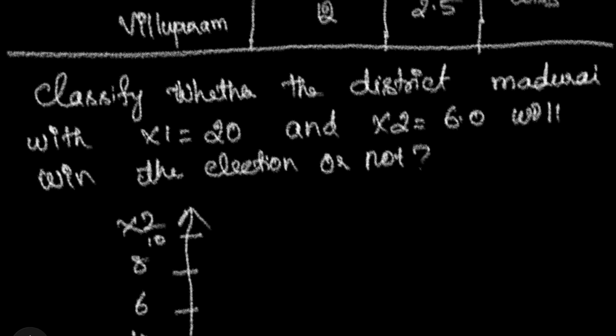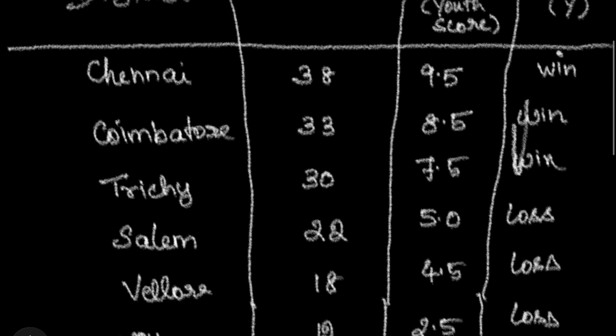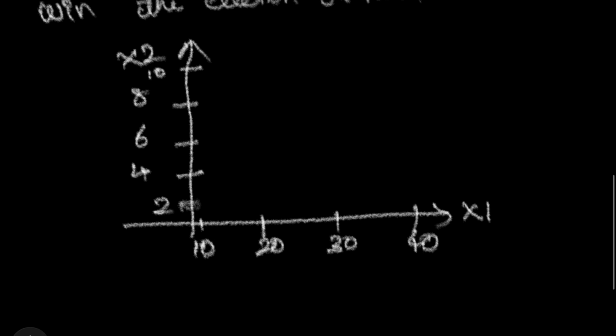So based on SVM we have to solve the problem, as we have seen the theoretical concepts of SVM in the last session. If required you can check that video and then come back here in order to understand this. First let us plot the given values in the graph. So the first value I have is 38, 9.5. So approximately we will have 38 here, 38, 9.5. So it will be here, this is Chennai.